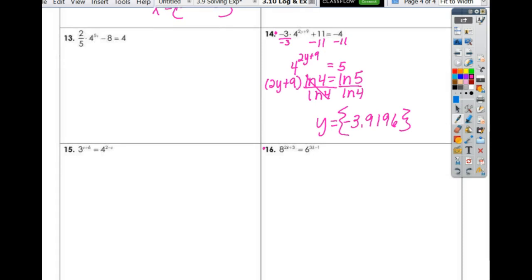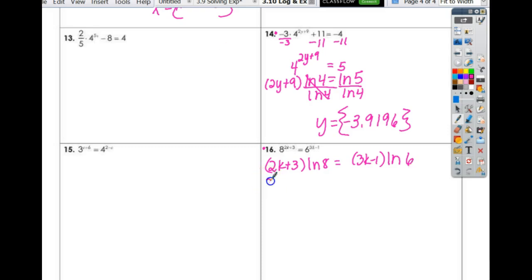Okay, any questions about that one? Okay, so the last one is the one we're going to write a lot on, right? It's not hard, we just write a lot. So, I'm going to start by, I move the exponent down, so I get 2k plus 3 ln of 8 equals 3k minus 1 ln of 6. What do I do next?